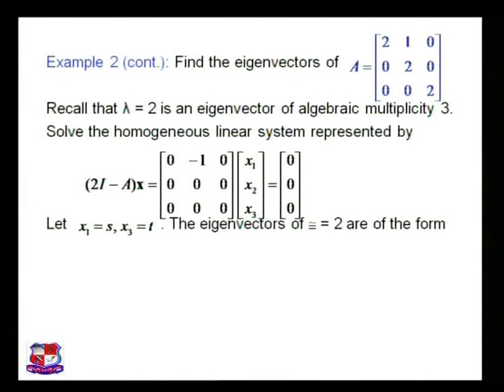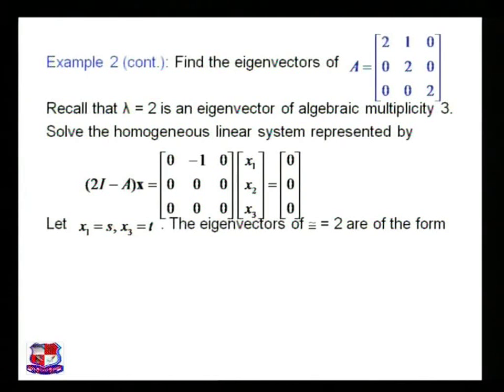So we do not have a pivot for x1 and x3, so we let x1 = s and x3 = t. This is an example of infinite solutions, right? So if we take x1 = s and x3 = t, then x2 is equal to 0. That is quite clear from the equation.